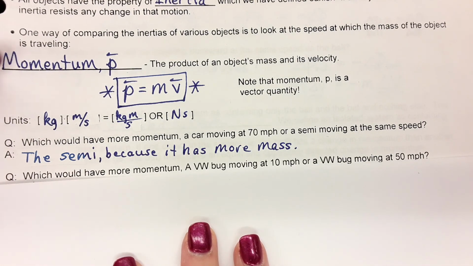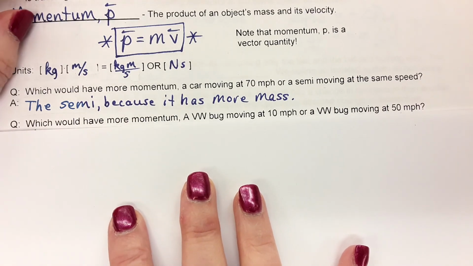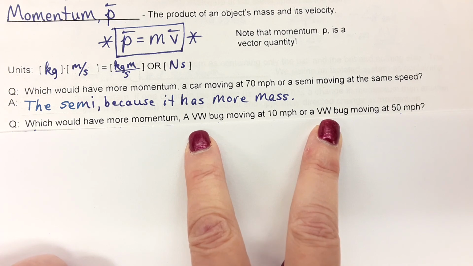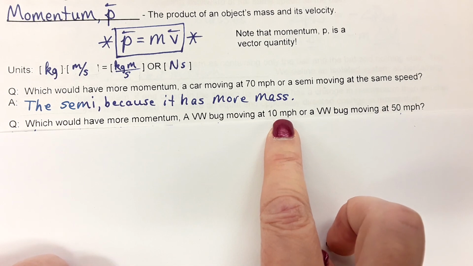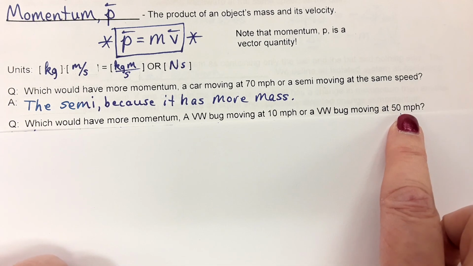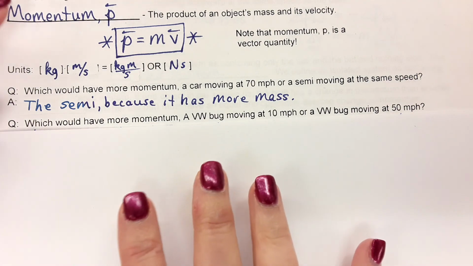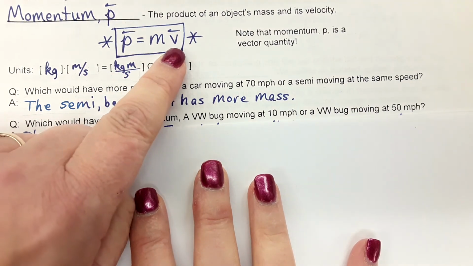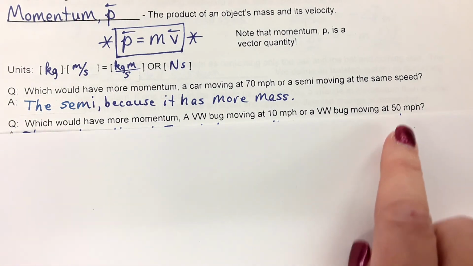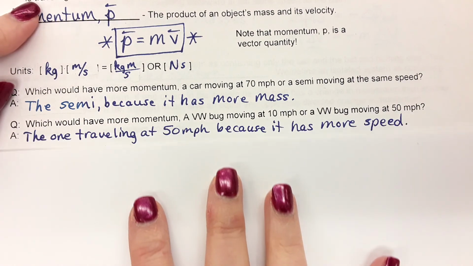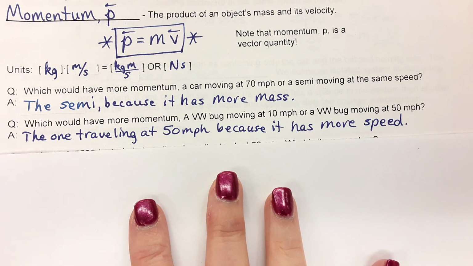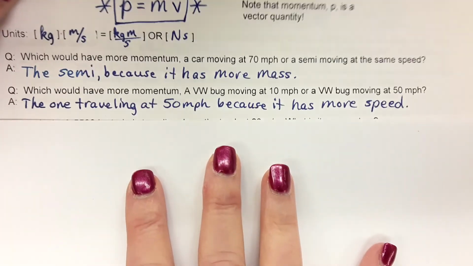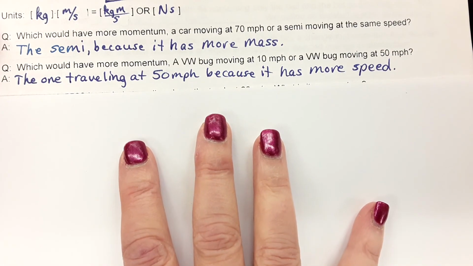On the other hand, what would you have if you had two identical VW bugs? Both have the same mass, but one is traveling at 10 miles per hour, the other at 50 miles per hour. Well, since the mass is the same, but their speeds are different, the one with the larger speed will have the larger momentum, and that would be the one traveling at 50 miles per hour. So, more speed, more momentum, more mass, more momentum.